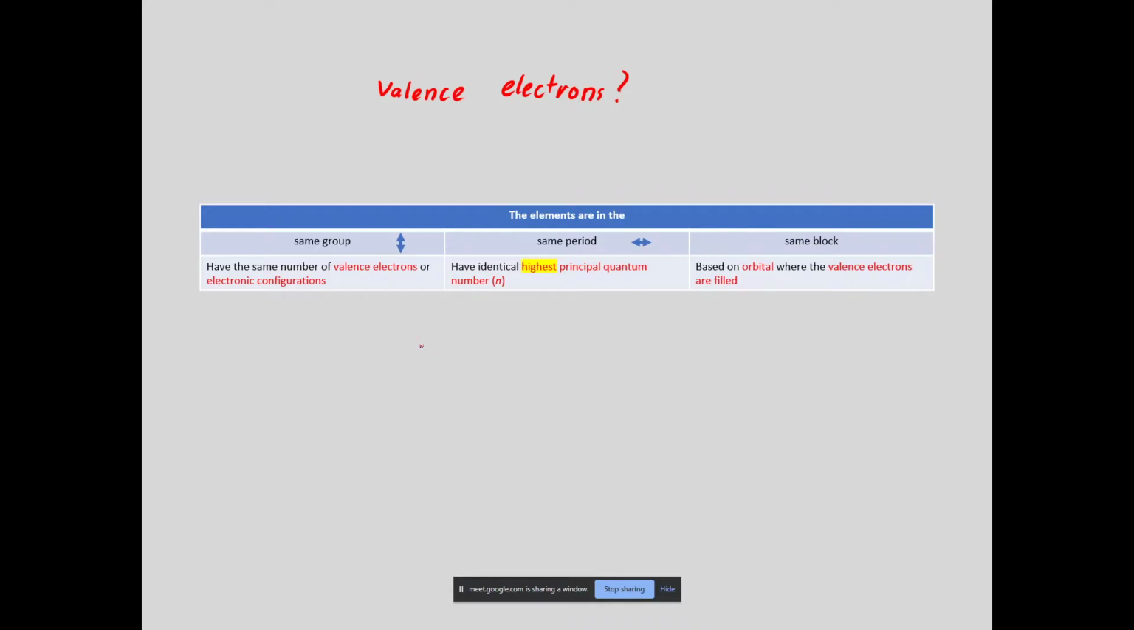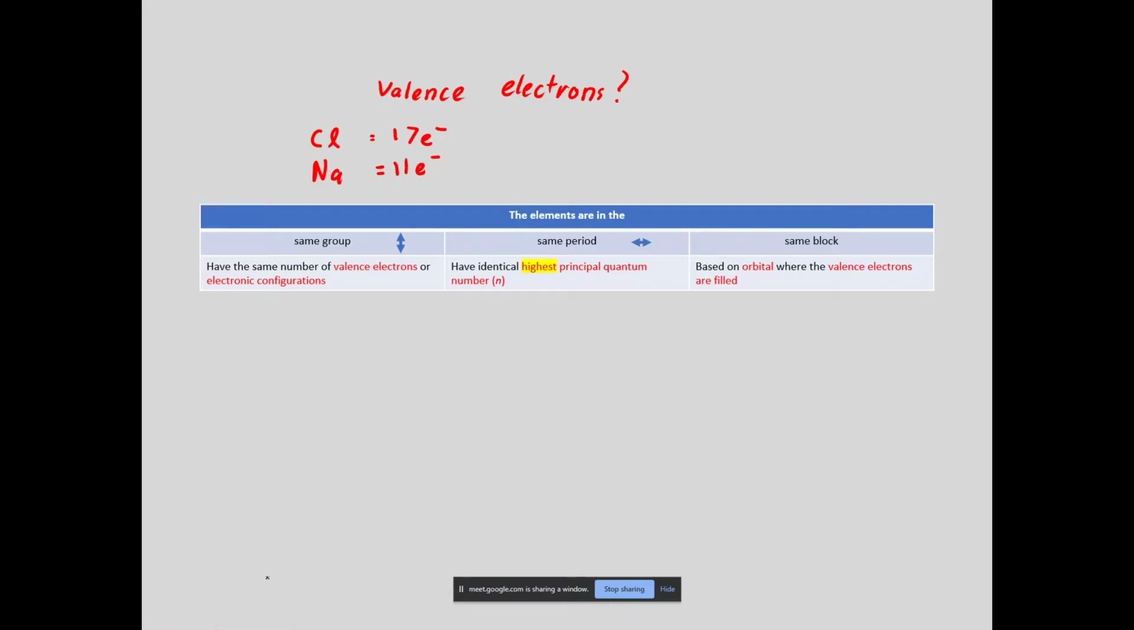Okay, contohlah, give me an element. Chlorine. Okay, so chlorine. Sodium. Chlorine and sodium. Okay, tengok both of this. So chlorine, berapa dia punya elektron? Dia ada 17 electrons, and sodium is ada 11 electrons. So what is valence electron?